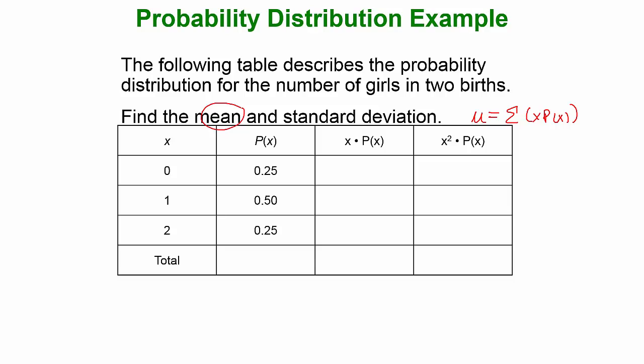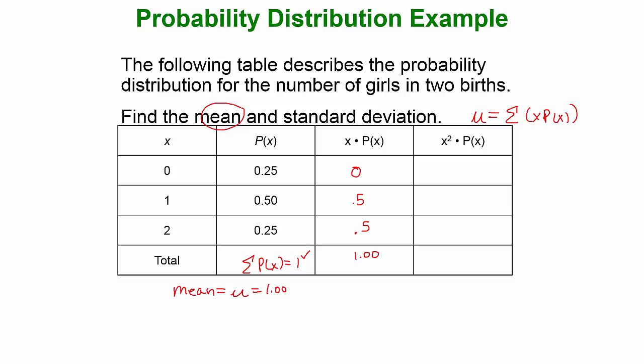So first let's see if this is a probability distribution. If I add the probabilities 0.25, 0.5, and 0.25, the sum of the probabilities is 1, so it does satisfy that requirement. Now I want to multiply the x's times p of x. So 0 times 0.25 is 0, 1 times 0.5 is 0.5, and 2 times 0.25 is 0.5. When I add that together, I get 1. So the mean, mu, is equal to 1.